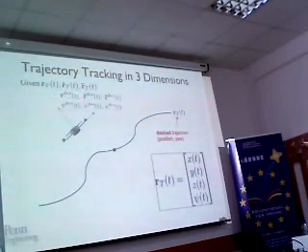This one is the desired trajectory. This is the derivative of the trajectory, and this is the second time derivative of the trajectory. So it means that we need even the velocity and the acceleration at each point of this one.